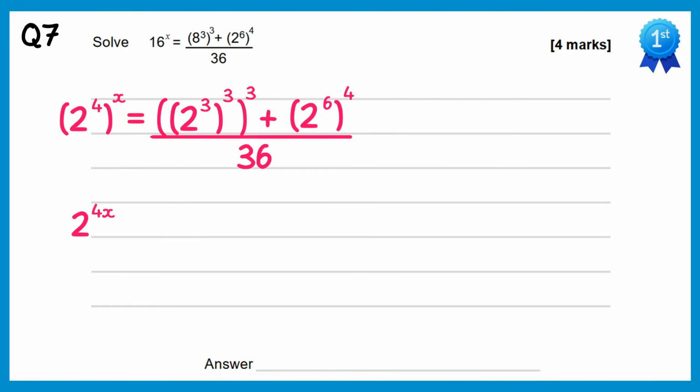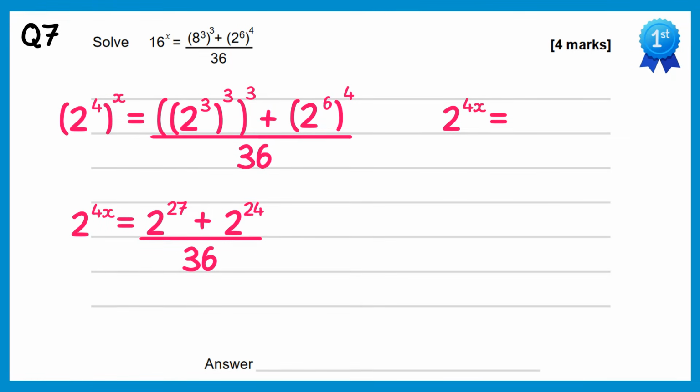So 3 cubed, which is 27. So the big bracket here is 2 to the power 27, and the smaller bracket would just do 6 times 4, so 2 to the power 24. And we have 36 on the bottom. Now we'll leave the left hand side as it is, 2 to the 4x, and on the right hand side we're going to factorize the top.